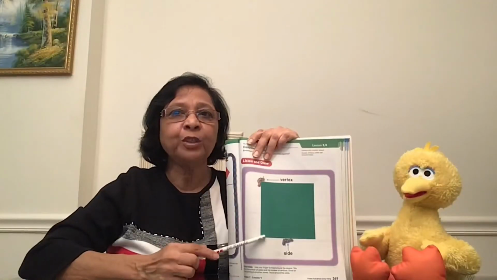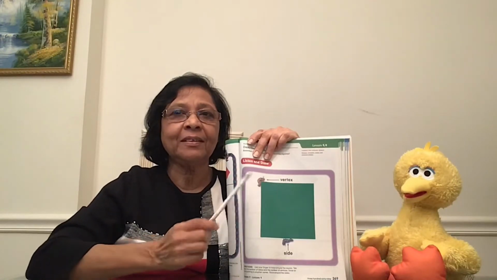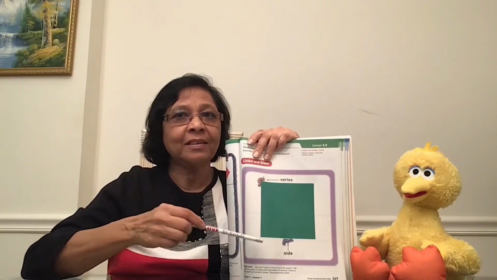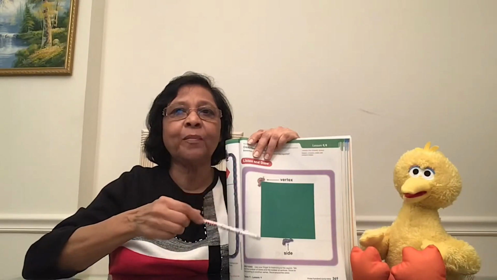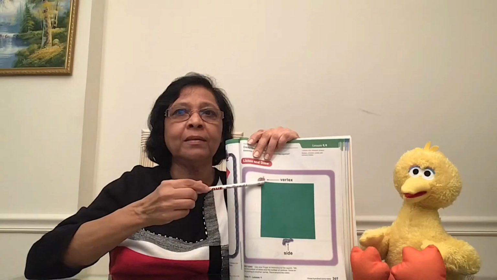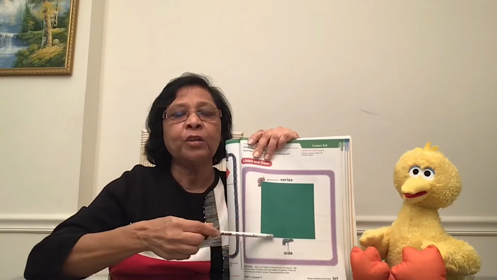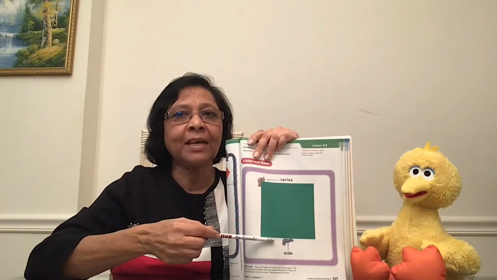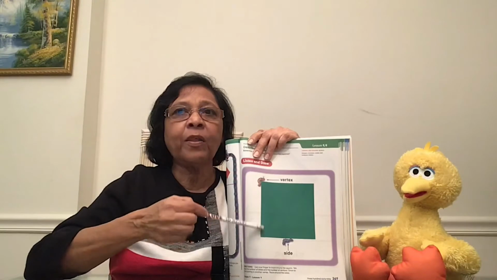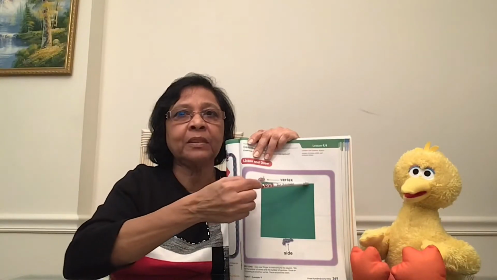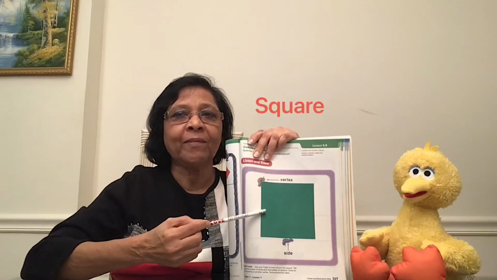Here we have a new shape. Is it curved like the circle? What do you notice? It is not. It has straight lines. Let's count how many lines. 1, 2, 3, 4. So we say it has 4 sides and straight lines. All the lines are the same distance or length. This is called a square.